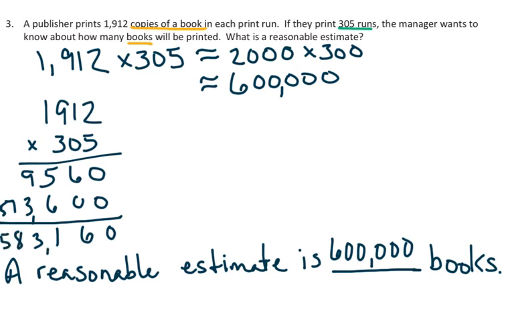So the actual number of books would be 583,160. So this is the actual amount. I'm going to write that here. Again, this was helpful to have my target sentence because you're looking for the reasonable estimate, which is 600,000 books.